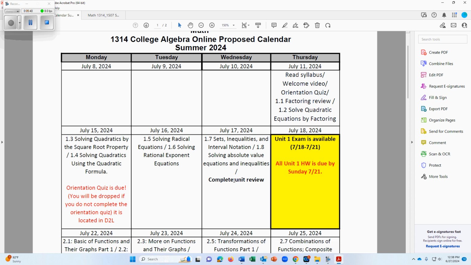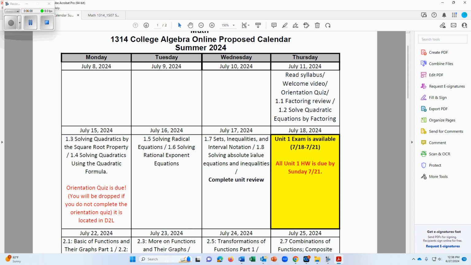Complete the unit review. So I bolded that because the exams are a subset of the review. So the review might be like 30 questions and the exam will be something like 18 questions. Well, those 18 questions will have come directly from the review. So if you complete the review and you feel confident, then you'll do well on the exam. And we'll talk a little bit more about that in a minute when we see that in the syllabus.